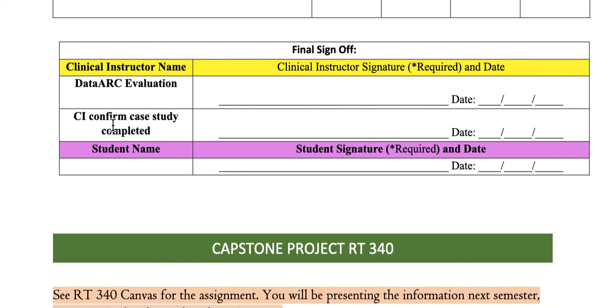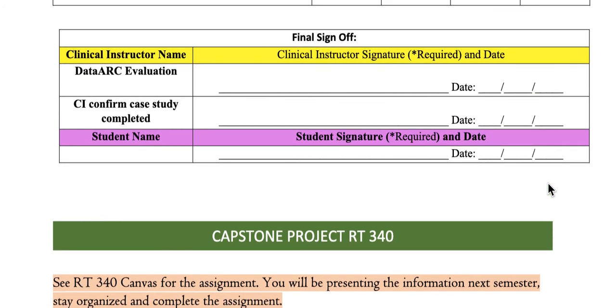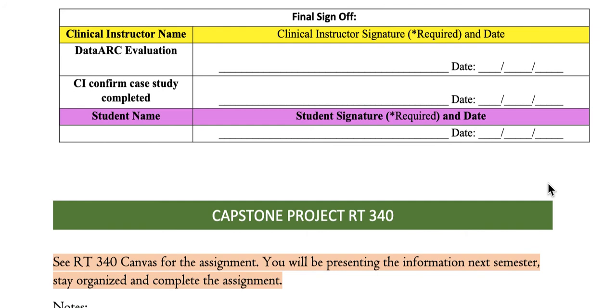The clinical instructor informs that the case study needs to be completed, signs this, and then has them sign that they're aware of it. And if they're not passing the data arc evaluation, they need to realize that in the middle of their rotation, not at the end. So please be fair to the students, let them know what their deficiencies are. If they don't correct themselves, it's really up to them if they fail the data arc evaluation. Not that I've seen many cases, but it will happen.